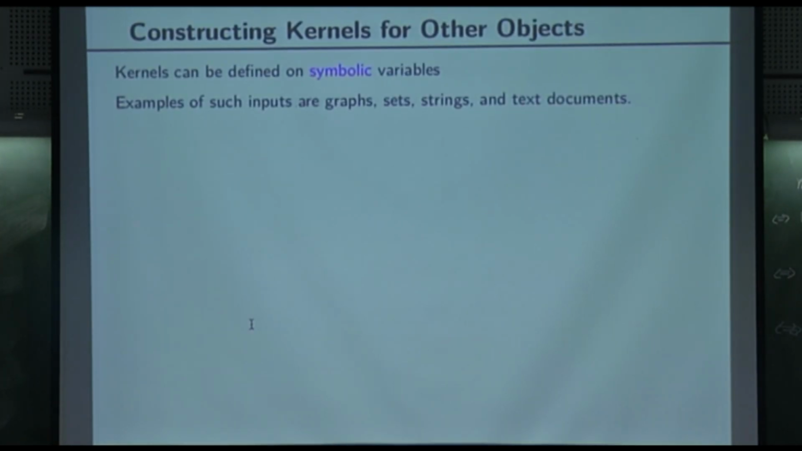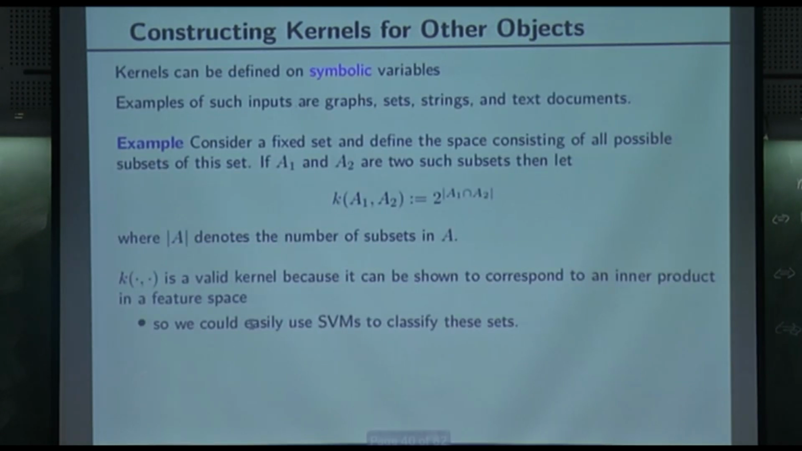One of the nice things about kernels is that you can define kernels on symbolic variables. You can define kernels on graphs, sets, strings, text documents, what have you. So if you take a fixed set and define the space consisting of all possible subsets of this set, and A1 and A2 are two such subsets, then let the kernel of A1 and A2 be 2 raised to the power of the modulus of A1 intersection A2, where the modulus of A denotes the number of elements in A. Taking the intersection and then the power set of that, you end up getting that quantity to be a kernel.